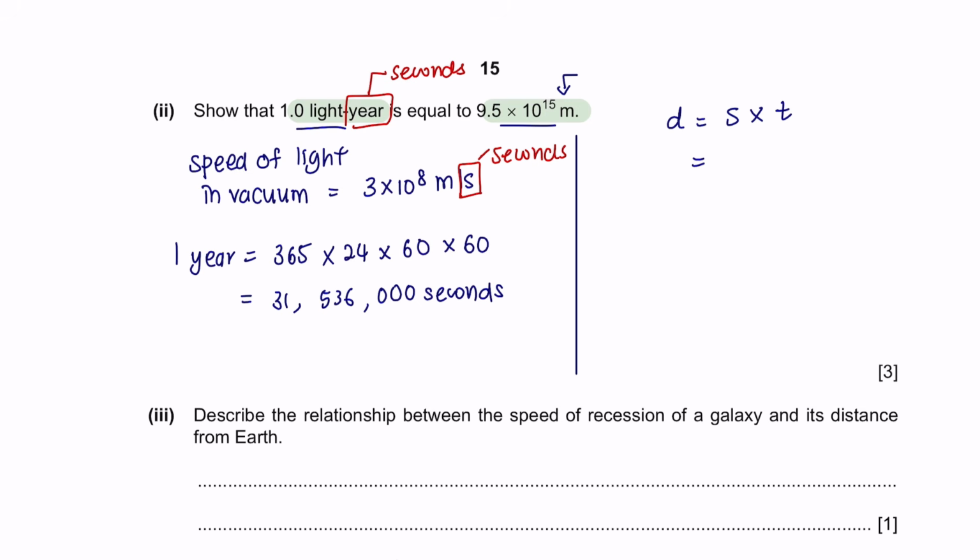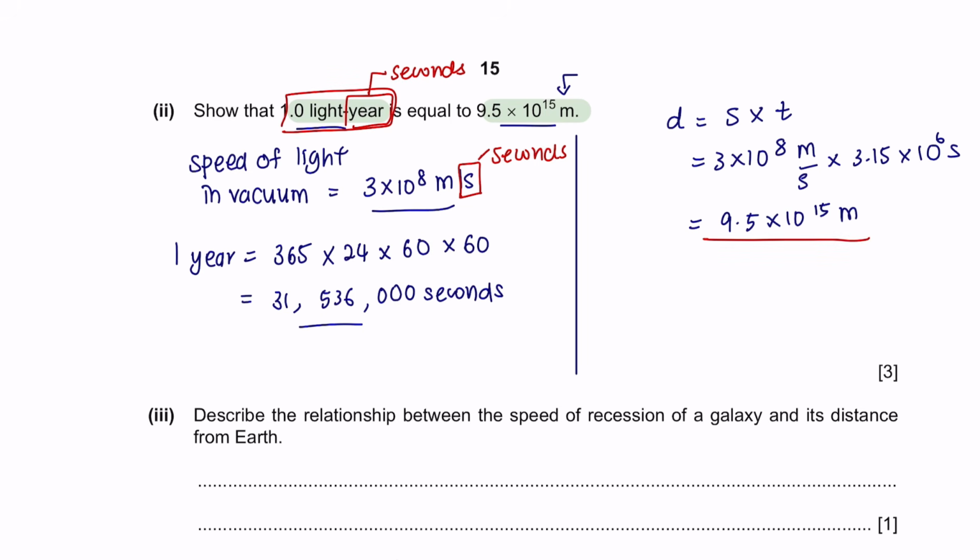So our speed here is 3 times 10 to the power of 8 meters per second. And the time here is 3.15 times 10 to the power of 7 seconds, giving us a distance of 9.5 times 10 to the power of 15 meters. So we have proved that 1 light year is indeed 9.5 times 10 to the power of 15 meters.